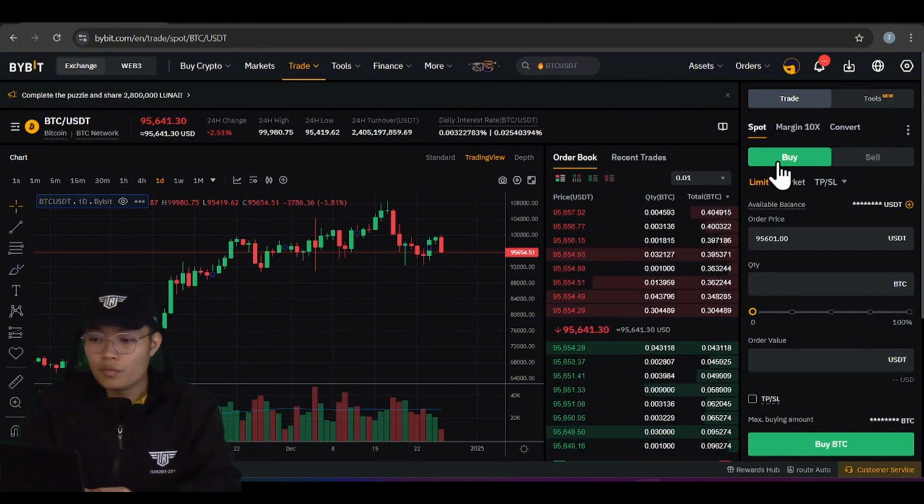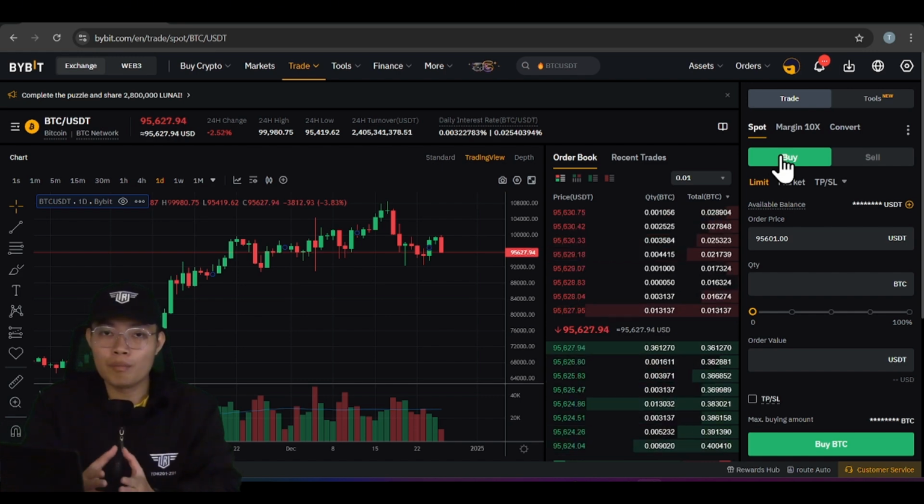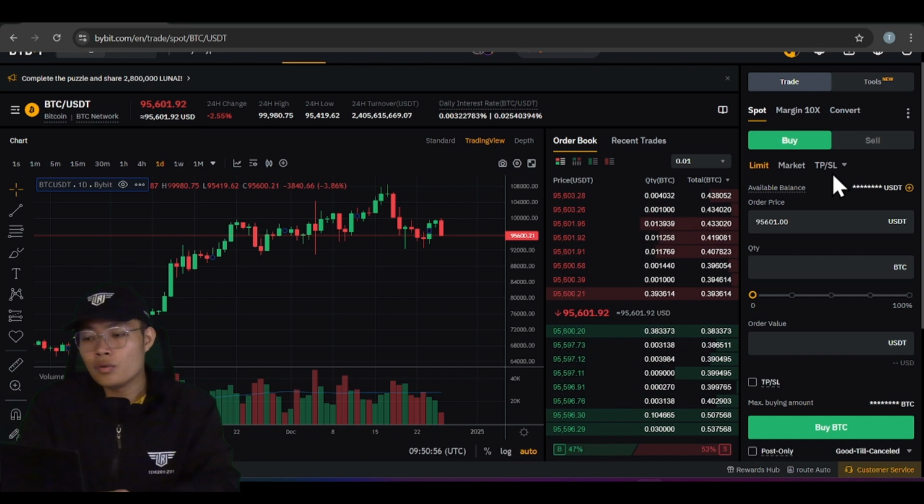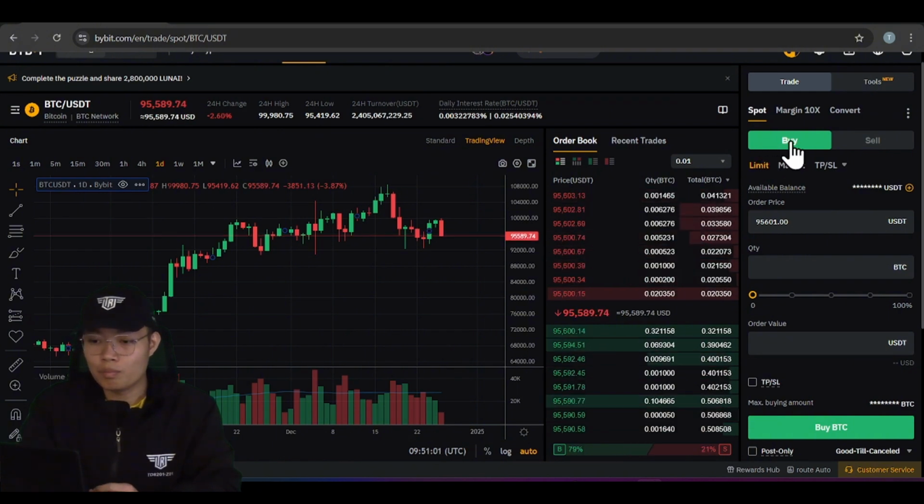All right. So from here you can see they have two buttons, which are buy and sell. If you want to buy your cryptocurrency with USDT, then you need to click buy. If you want to sell your Bitcoin and convert it to USDT, then you click sell. All right, so here you have two types of order. After you have decided to buy cryptocurrency with your USDT, you can see they have a few types of order: limit and market orders. So what are limit and market orders? Let me explain a bit.